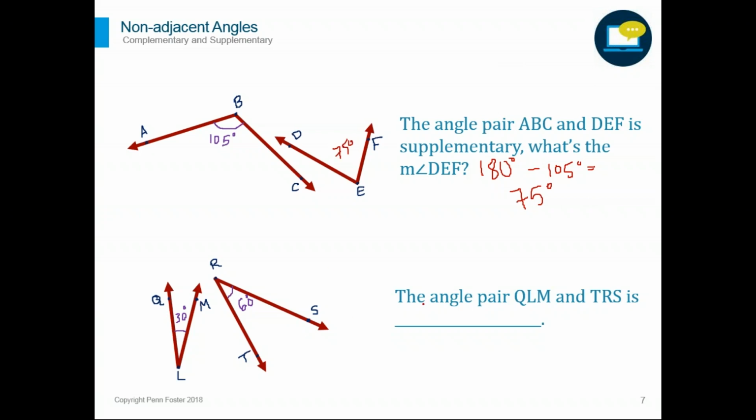The second question, the angle pair QLM, the smaller one, and TRS, is it complementary, supplementary, or neither? To know that, add the sum of the two angles. So 60 and 30 is what? 90 degrees. So that means that this pair is complementary.